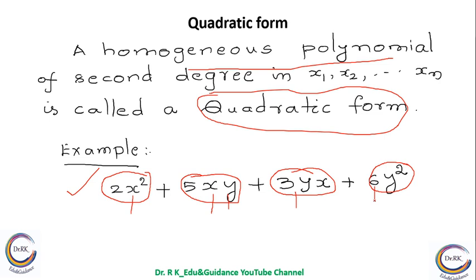Next comes the degree of this polynomial. It is 2, right? Therefore it is called a quadratic form. So a homogeneous polynomial of second degree is called a quadratic form.